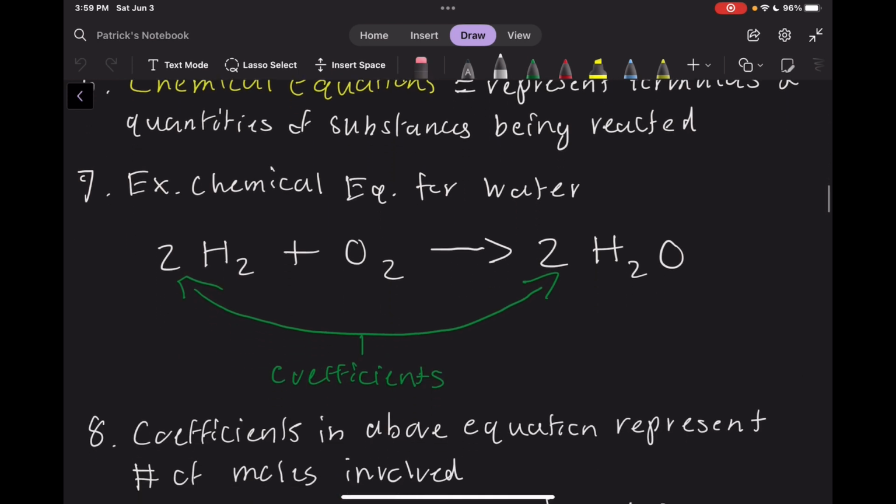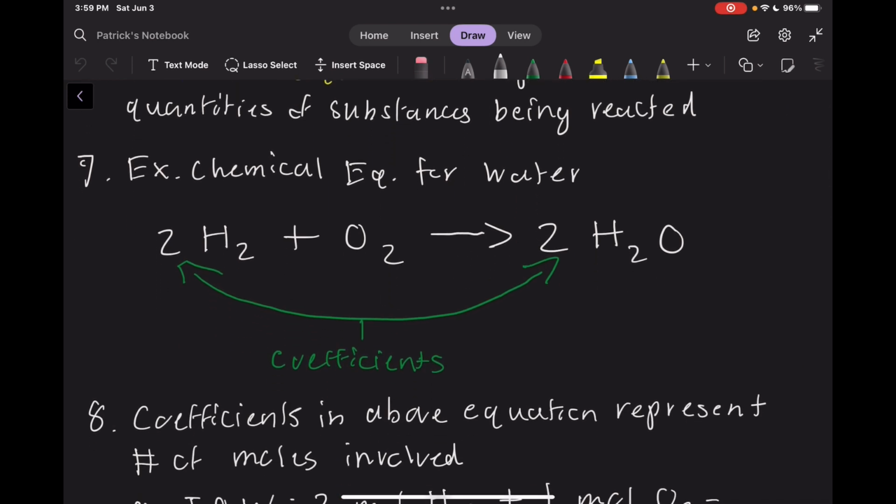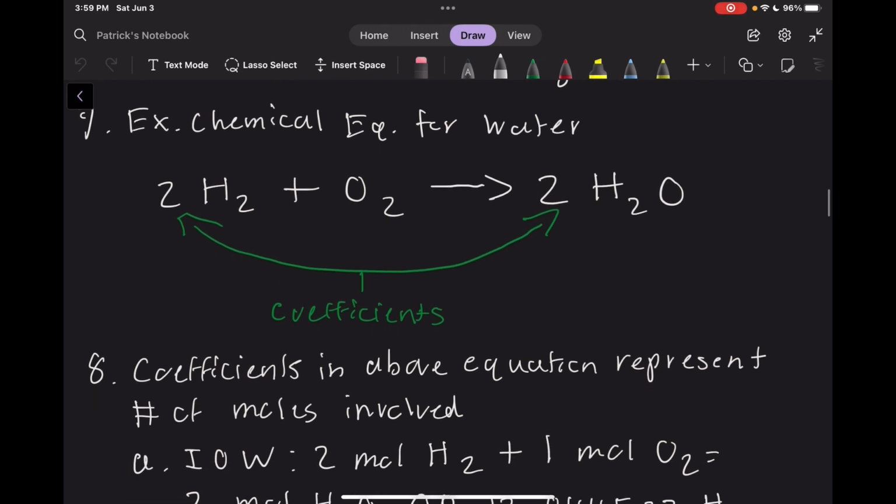In any case, down here we have an example of a chemical equation. This is a chemical equation for water. On the left-hand side, we have H2 and O2. These two substances react to form H2O, or water, which is written over here on the right. These big numbers before H2 and H2O are coefficients, which tell us how many moles of substance are involved.